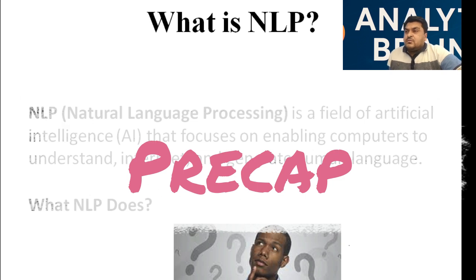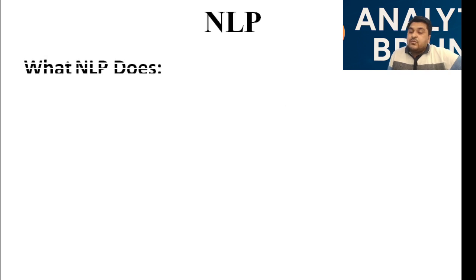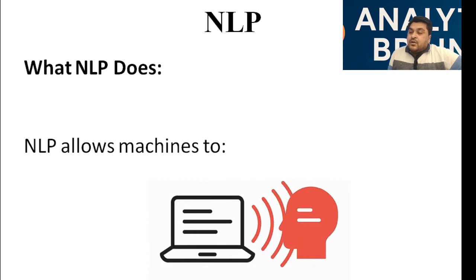So what is NLP? NLP stands for natural language processing. It is a field of AI that focuses on enabling computers to understand, interpret and generate human language. So basically, whatever sentences, whatever words we utter from our mouth, using NLP our computer, our AI system, our robots understand what exactly humans are speaking, and what the intent is behind the words that we are speaking. Which comes to the question: what does NLP do, basically? What are the applications of NLP?